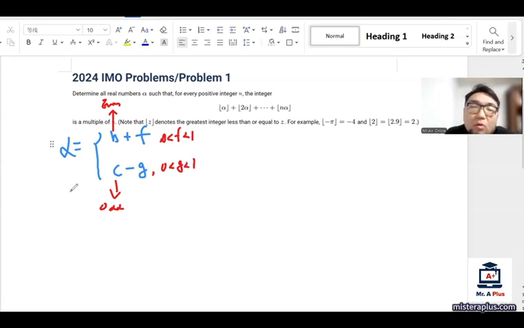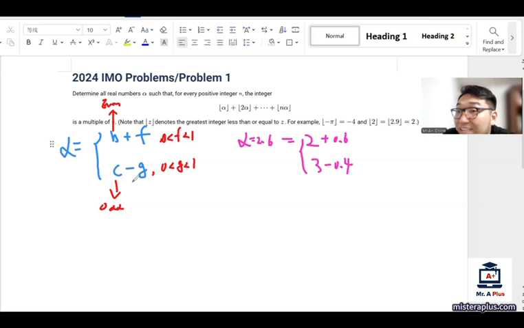So why do we define it this way? I like to make examples for myself to understand, and of course it's also for you. For example, alpha equals 2.6. We can write it as 2 plus 0.6. That fits our first part, right? Even number plus a decimal. Or we can write 3 minus 0.4. That also covers the second case.